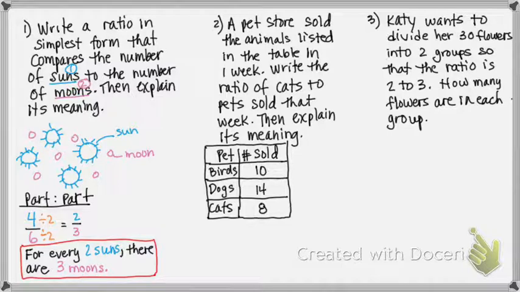Okay? All right, let's go to the next one. A pet store sold the animals listed in the table in 1 week. Write the ratio of cats, that's the first thing mentioned, to pets sold that week, that's the second thing mentioned. Then explain its meaning. So I'm comparing one section of the animals to all the animals. This is what we would call a part to whole.